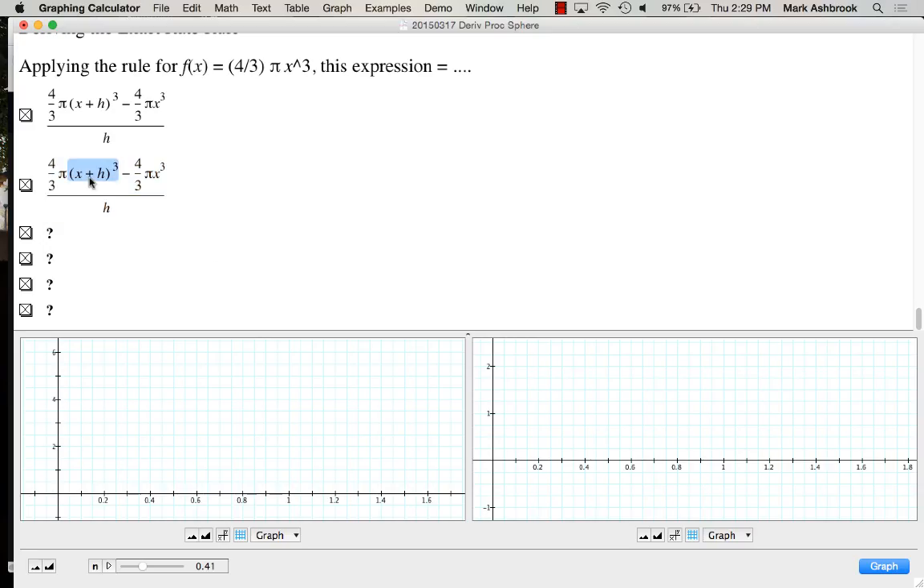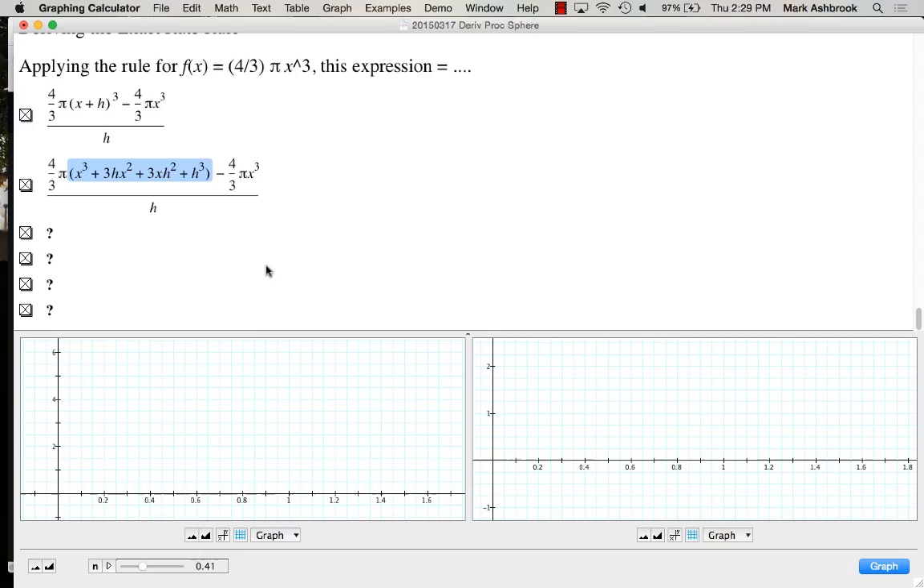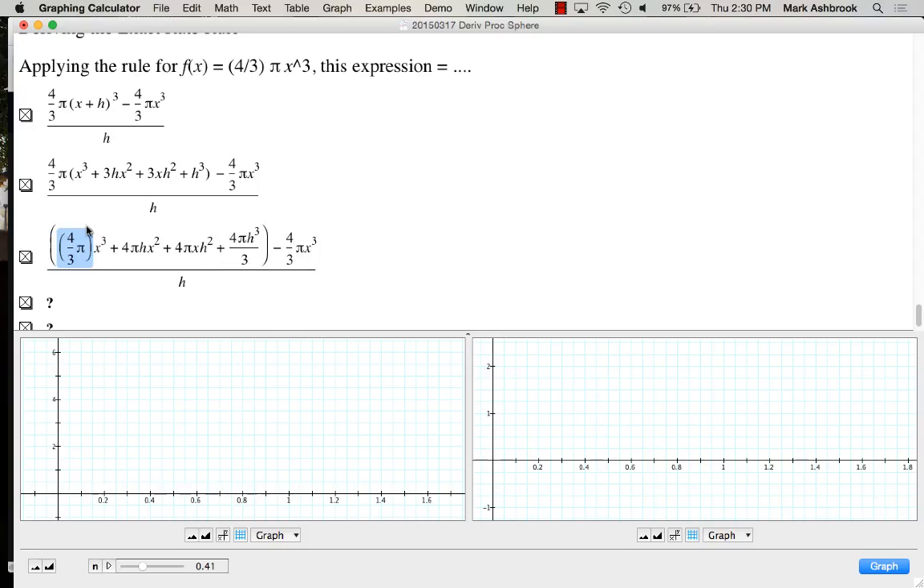So I'm going to highlight that x plus h cubed, and if I go to math, expand, it'll expand it for us. Okay. So let's copy and paste that. Now what I want to do is take this 4/3 pi and multiply it into this expression. You see the hand come up, so I'm just going to grab it and stick it like that, and now it just multiplied times all those inside.